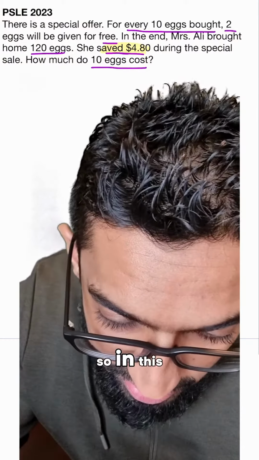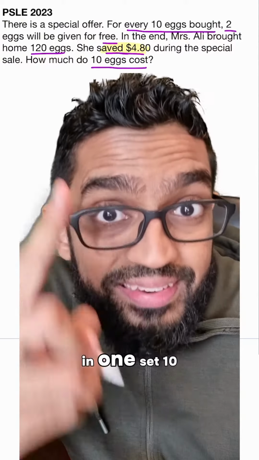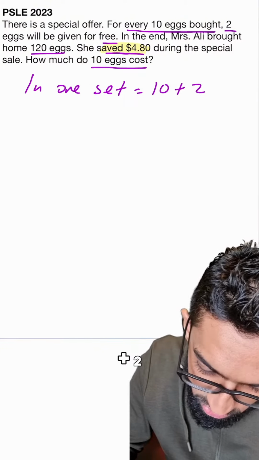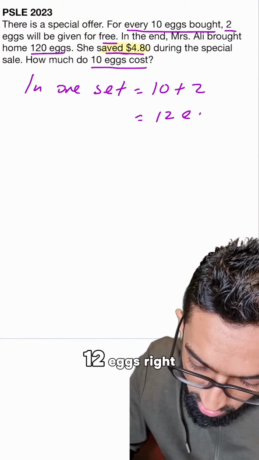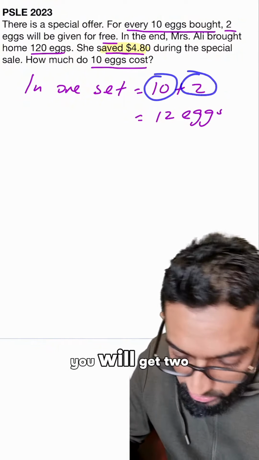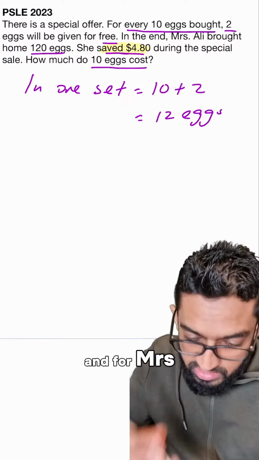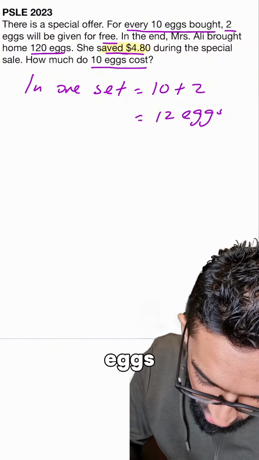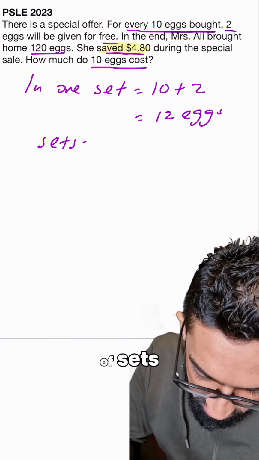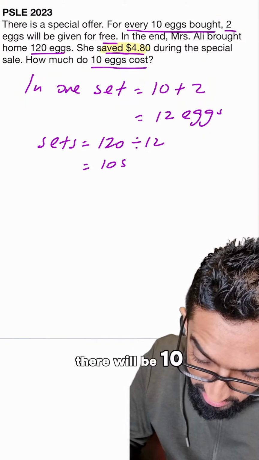So in this question, it's important to group in one set. 10 plus 2, there will be 12 eggs, right? Because every time you buy 10 eggs, you will get 2 for free. So that is one group of eggs. And for Mrs. Ali, she bought 120 eggs. So we can find the number of sets. That will be 120 divided by 12. That will be 10 sets.